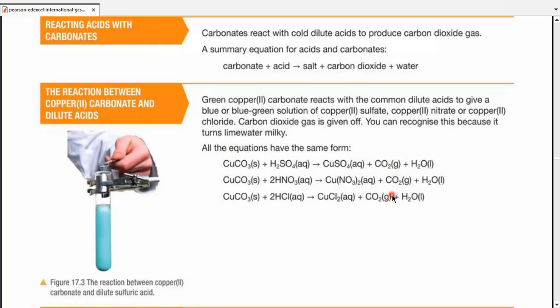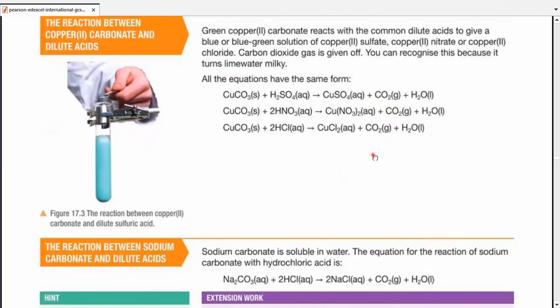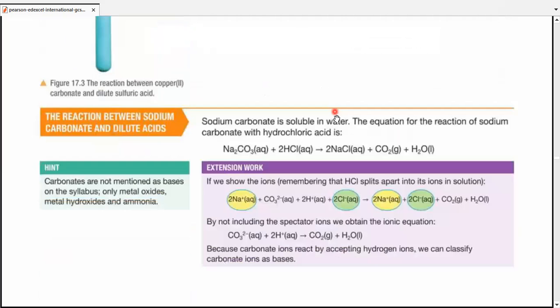Carbon dioxide is a gas and produces bubbles in this reaction just like we have over here. And carbon dioxide is then further added to lime water. It turns lime water milky, so we can recognize the gas by a simple test. The reaction between sodium carbonate and dilute acids is also going to give us a salt, carbon dioxide, and water.